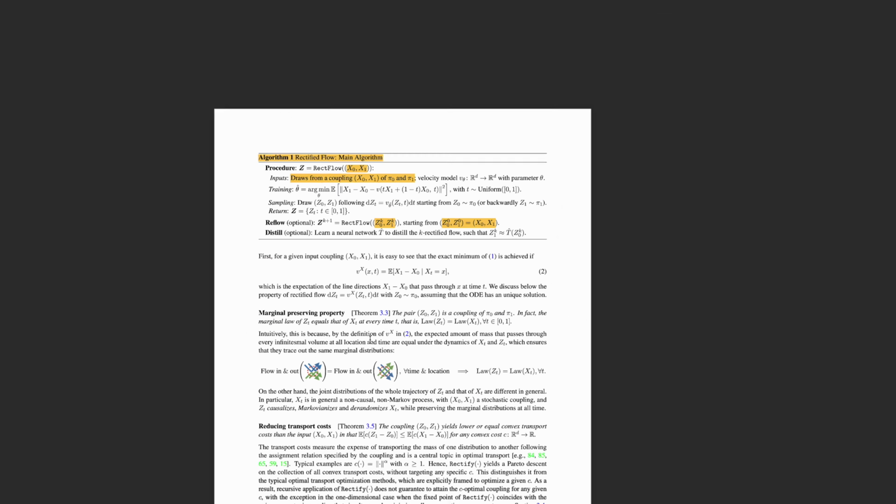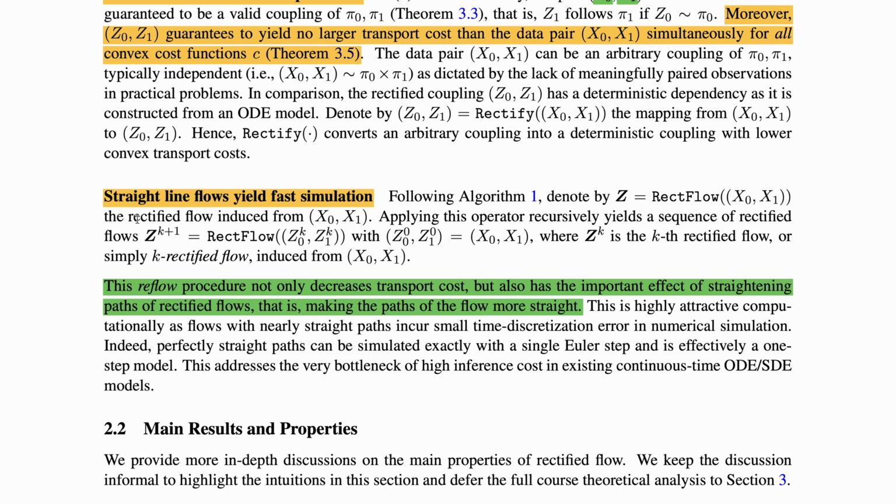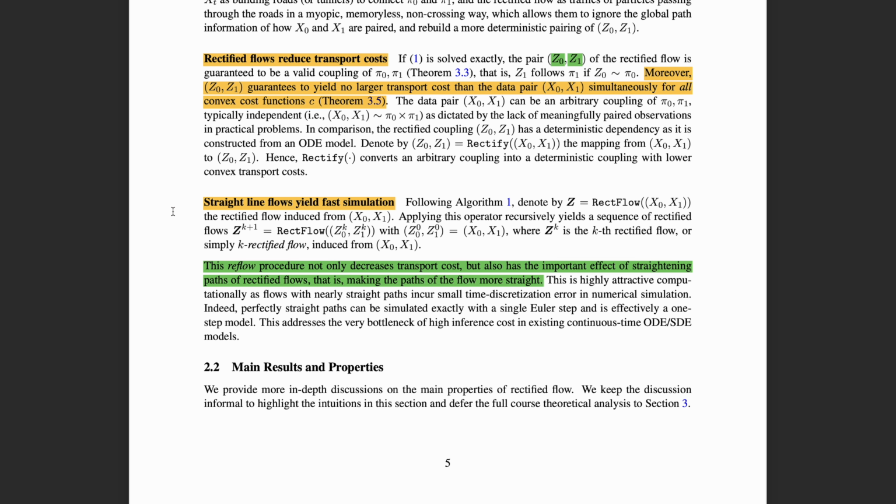And finally, let's go back to it, sorry. As you might expect, straight-line flows yield fast simulation. If the lines are straight, as you've seen in the latest image, it's really easy to simulate. We don't need to do many time steps.